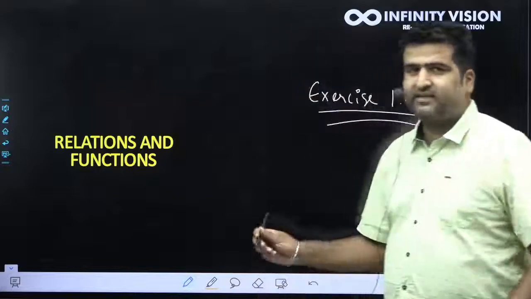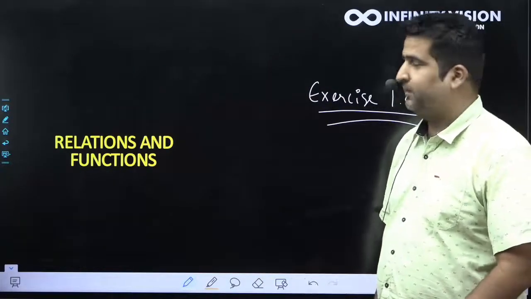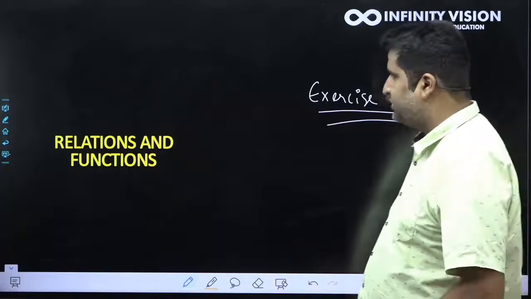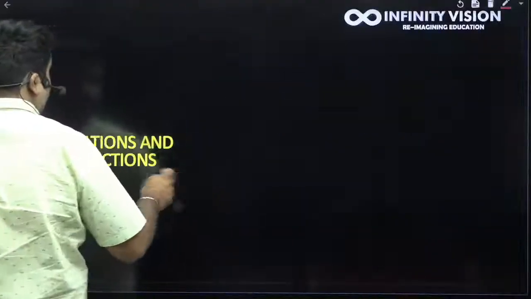Now this exercise is mainly about binary operations. So let's see what type of questions we get in this exercise, and we'll try to solve them one by one.